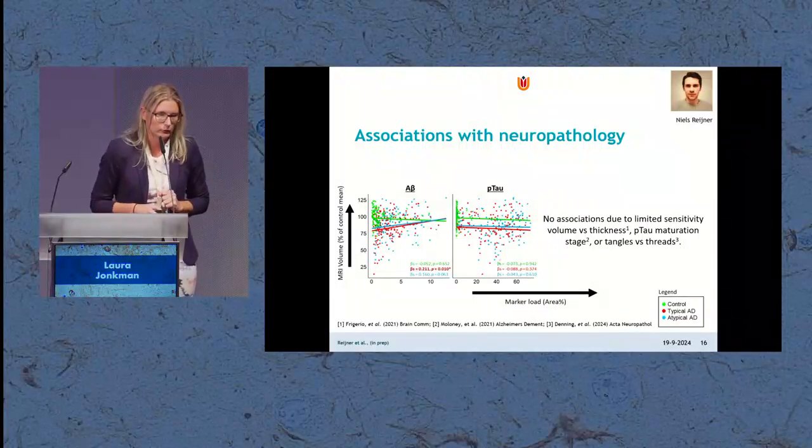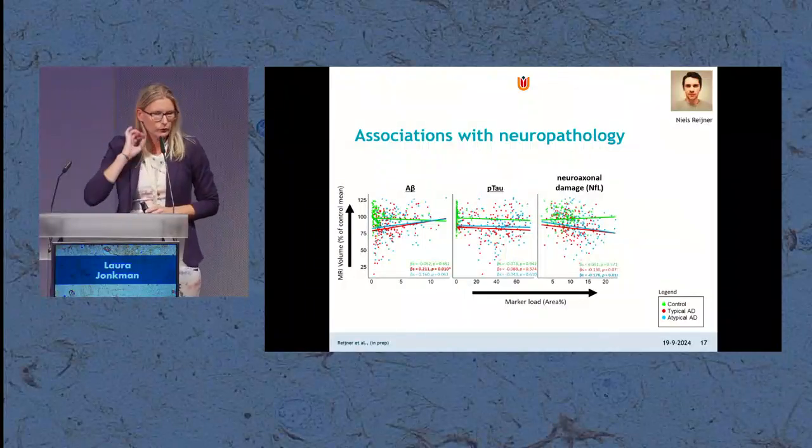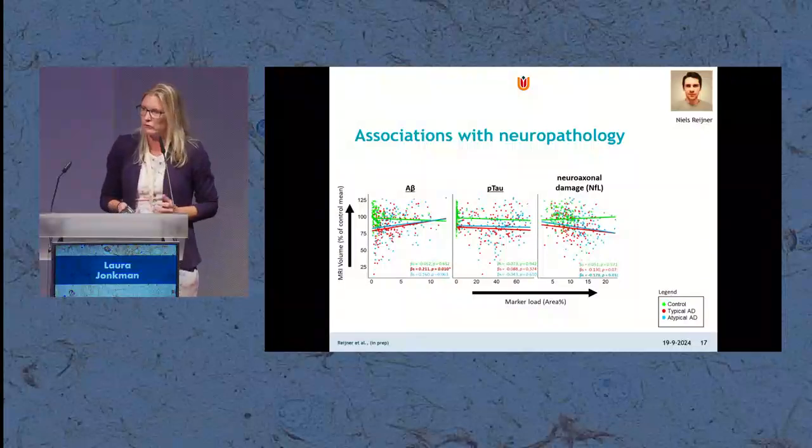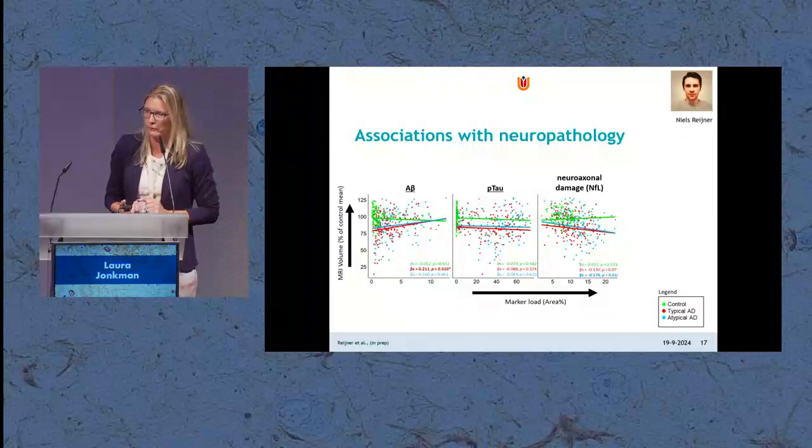Leading towards neurodegeneration, we also had a marker of neuroaxonal change. This is the neurofilament light marker, which is now more often used as a CSF or blood-based biomarker in the clinic.